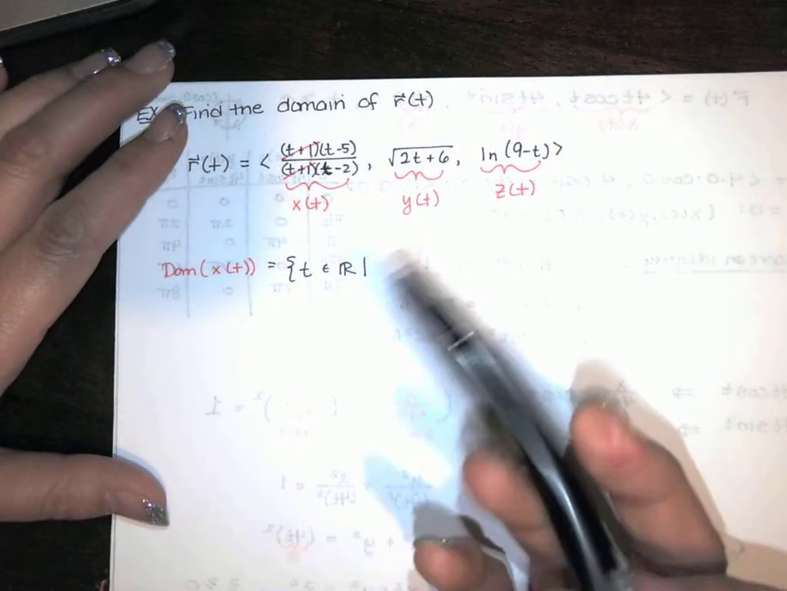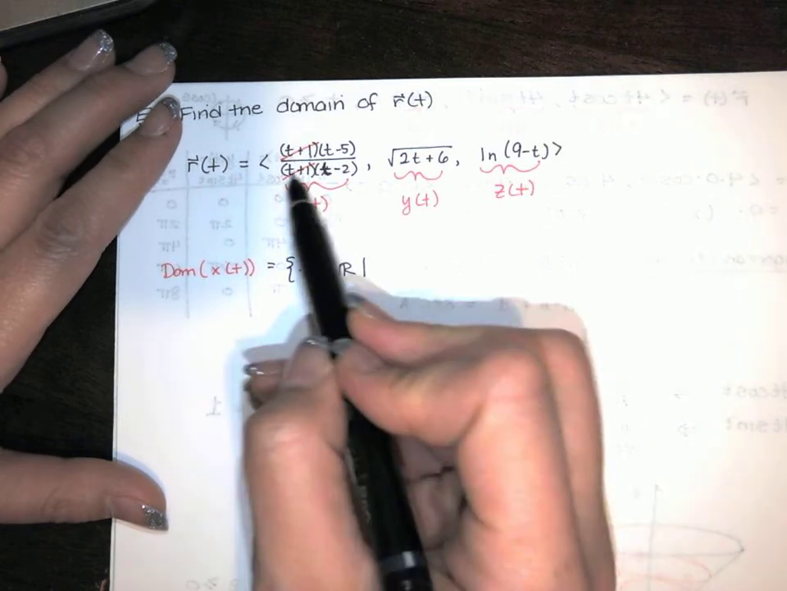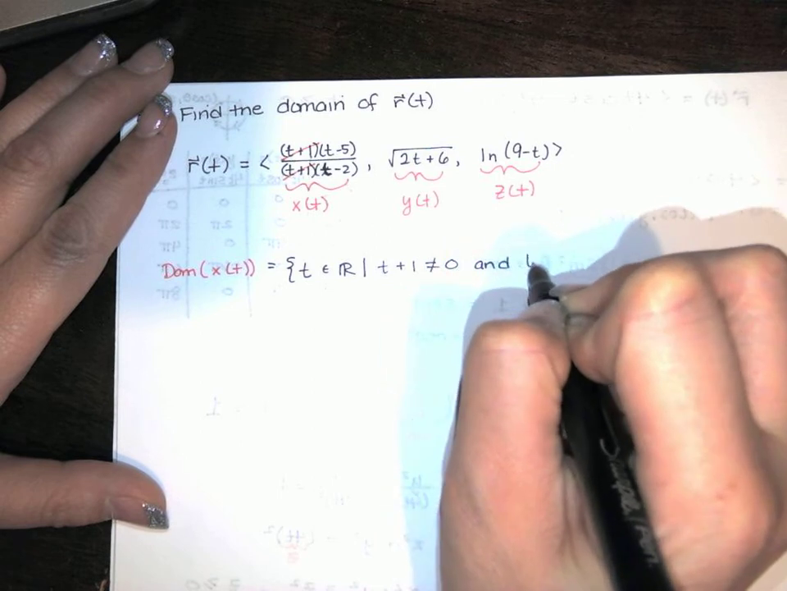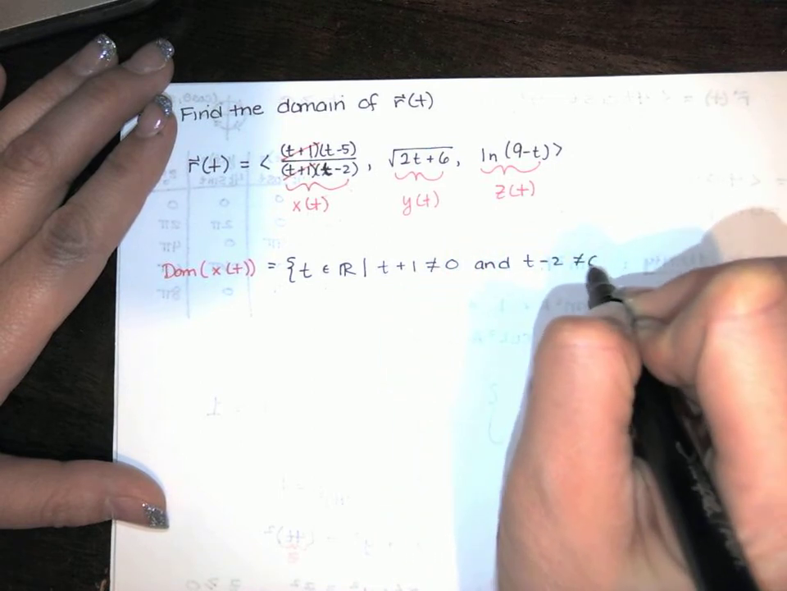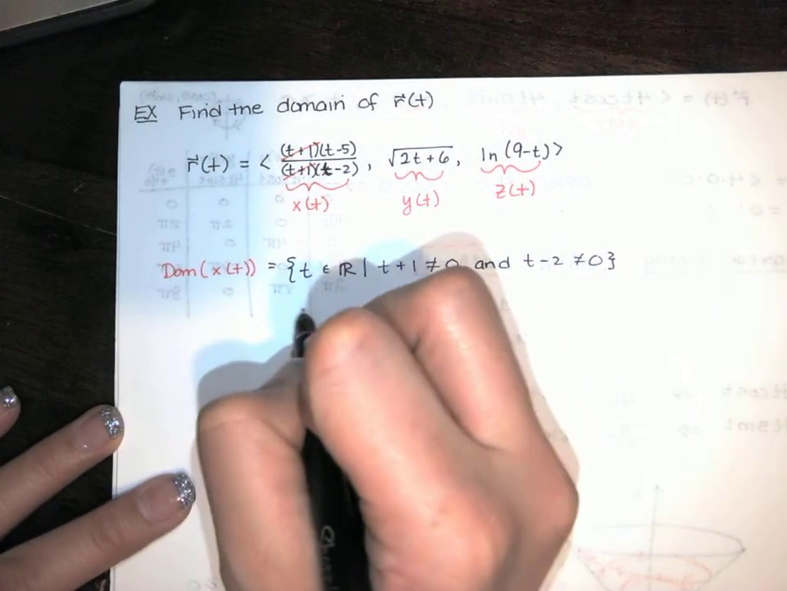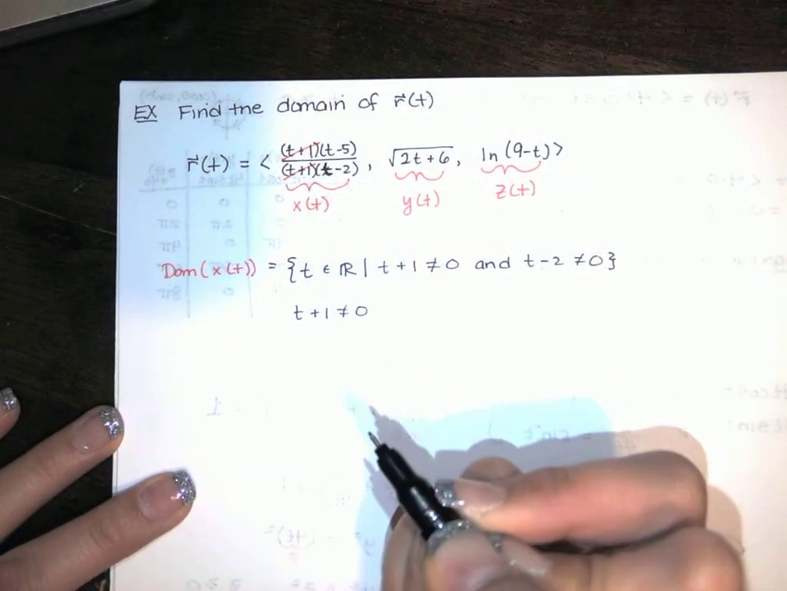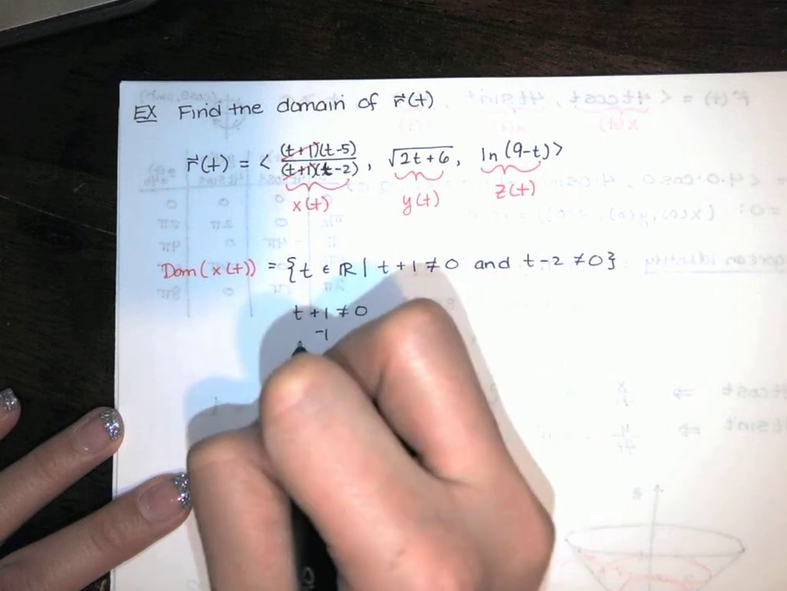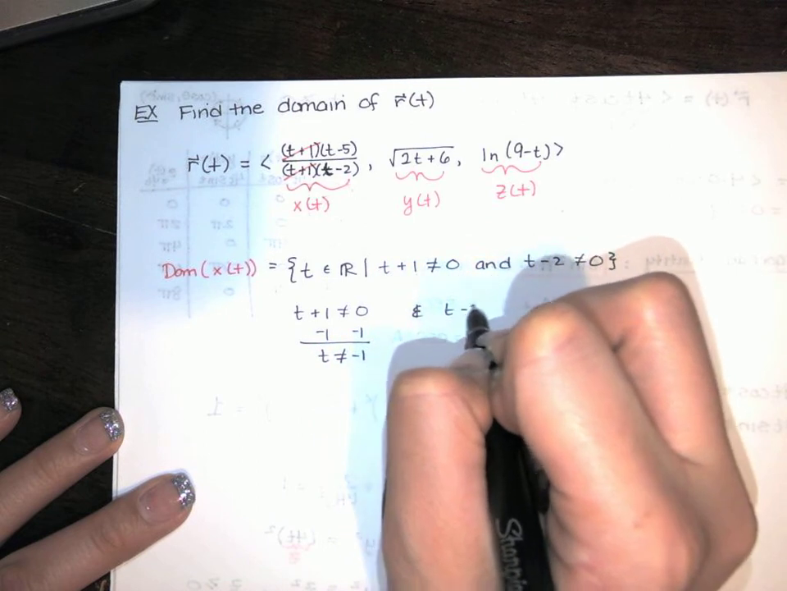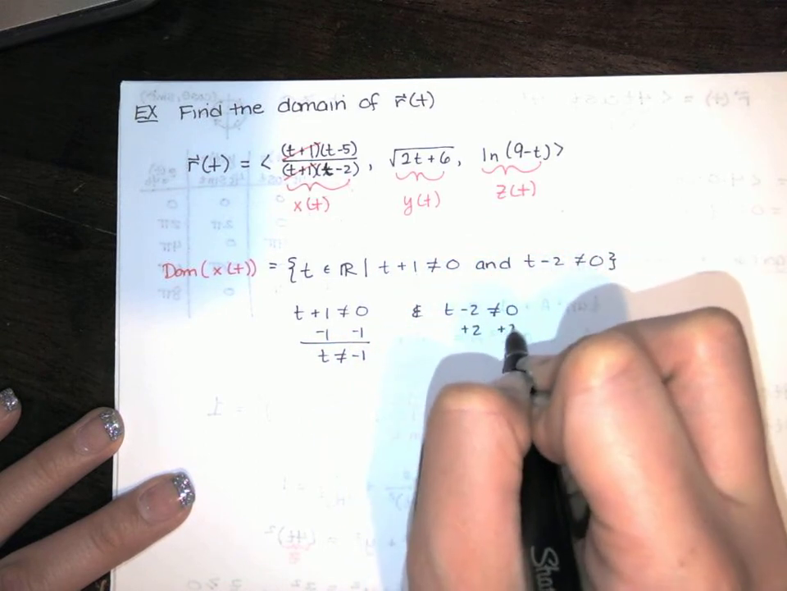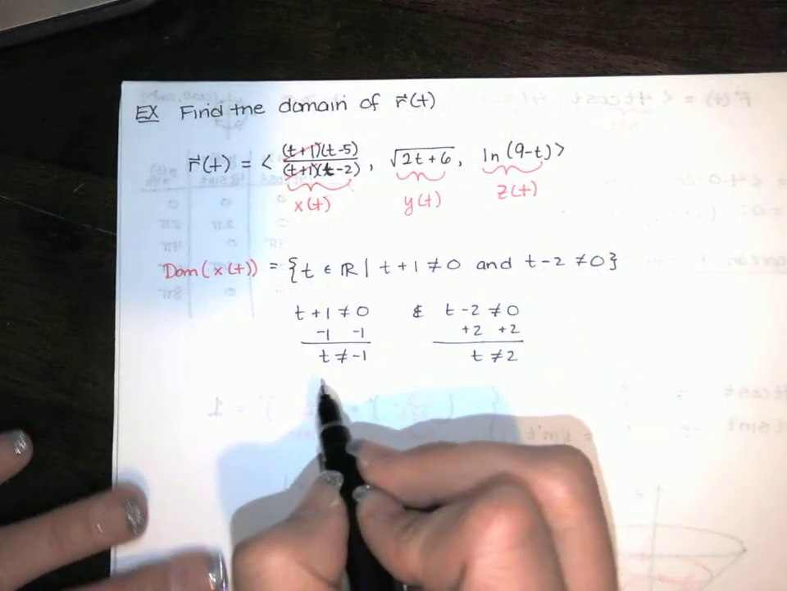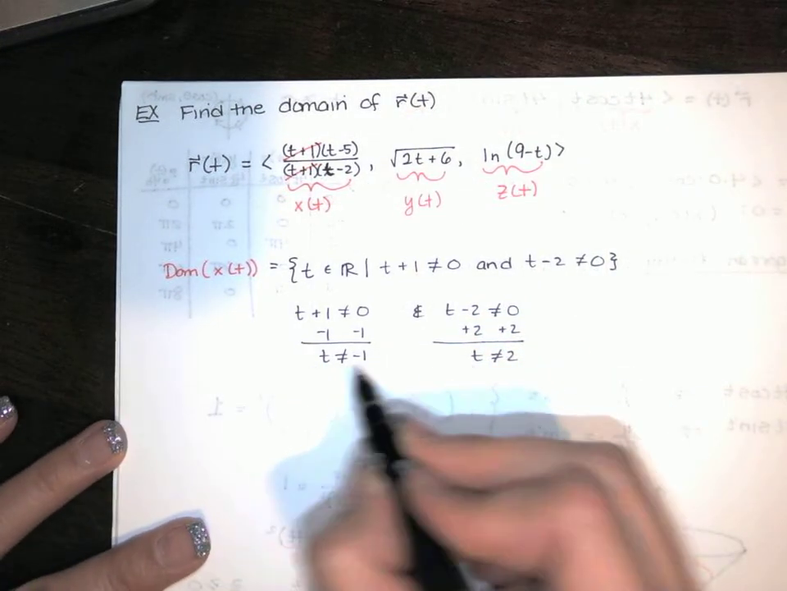So the domain of x of t is all t in the reals such that t plus 1 is not 0, and t minus 2 is not 0. We could write it like that, but I'd like to write it in interval notation. So let's just work that out. If t plus 1 is not 0, that means t is not equal to negative 1. And we have t minus 2 is not 0, so that means t is not equal to 2 either. So the domain of x of t includes all real numbers t except for that one and that one.